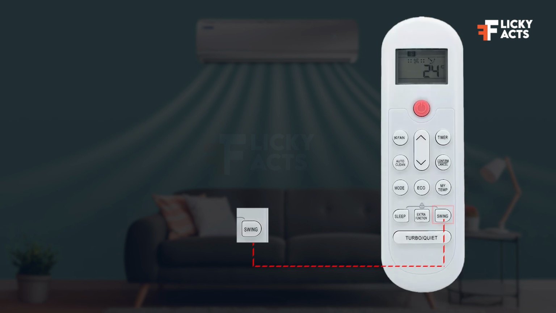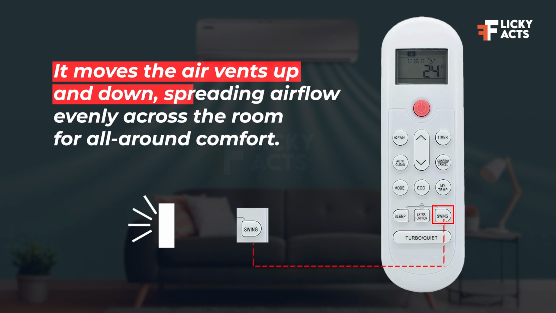Want cool air in every corner? Hit the Swing button. It moves the air vents up and down, spreading airflow evenly across the room for all-around comfort.